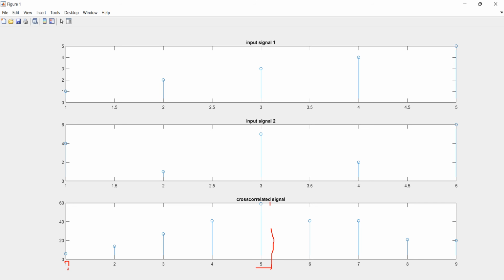And that's all about cross correlation and autocorrelation, which are a part of the discrete correlation. Thank you, and I hope you've got a good understanding of discrete correlation.